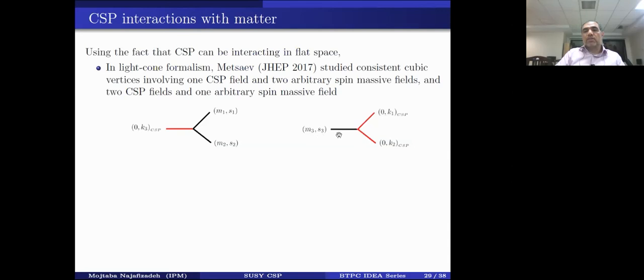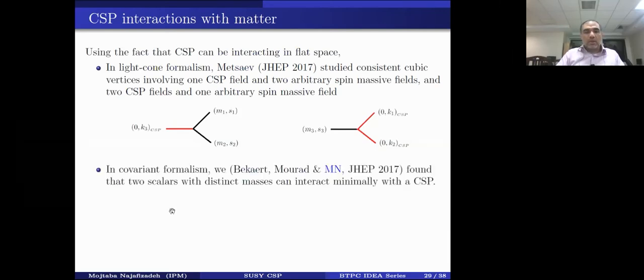And also here, this particle should be massive. If this particle becomes massless, such a vertex cannot be possible. For this case also, if these two masses become 0, such a vertex cannot be possible, but one of them can be 0. One of these massive particles can be 0. In addition, Metsaev showed this in light cone formalism.